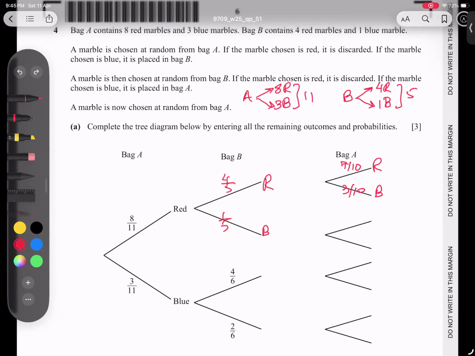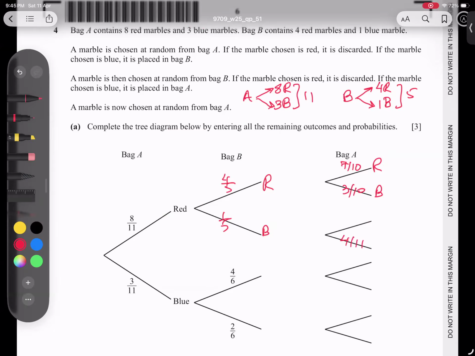Now see, red is taken from bag A, so it is discarded. From bag B, we are taking a blue ball and blue must be added. Before that we must decide how many blue are in bag A: 3 blue already. When we add that blue, this will become 4 by 11.